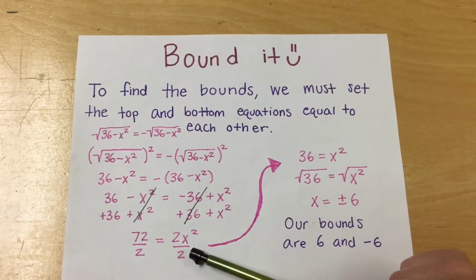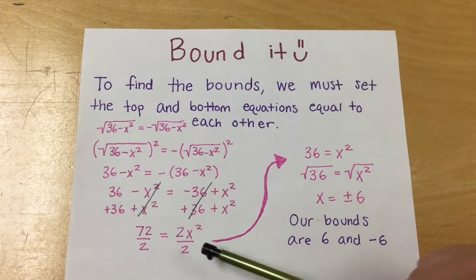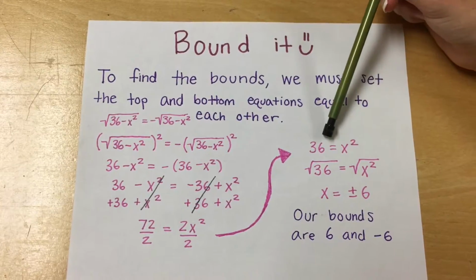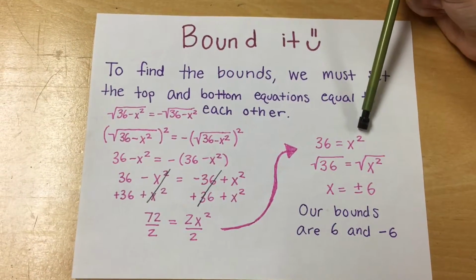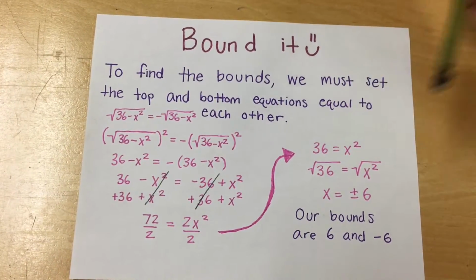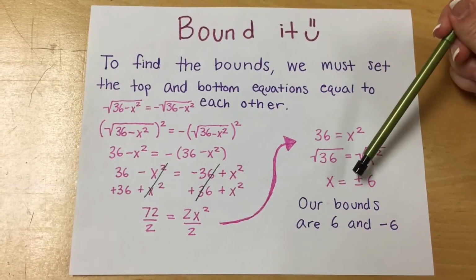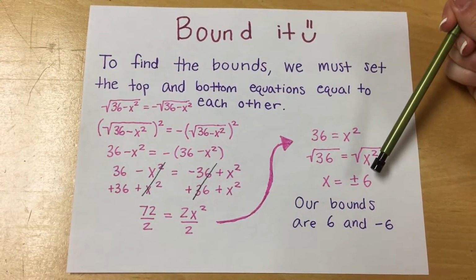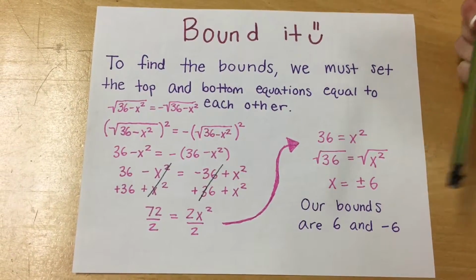Then we divide by 2 to try to get x by itself. That'll give us 36 equals x squared. Then we take the square root to get x by itself. X equals plus or minus 6. Our bounds are 6 and negative 6.